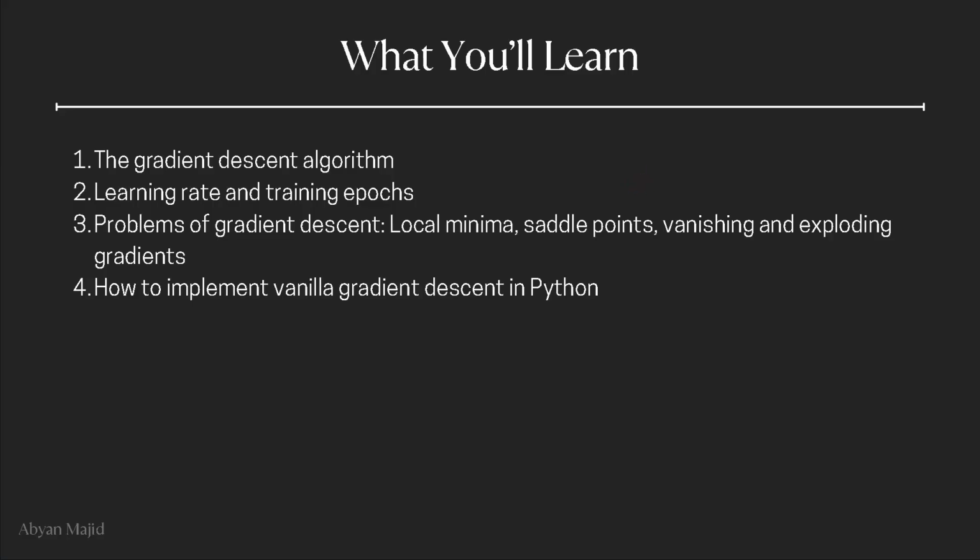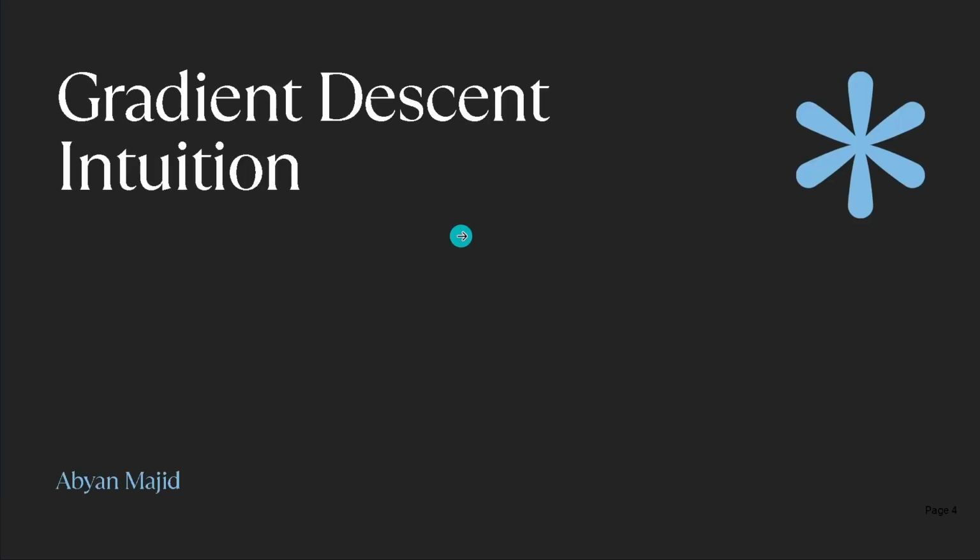We'll be covering two very important learning parameters, learning rate and training epochs. We'll be going over some problems of gradient descent and how to implement the algorithm in Python. Alright, I'd like to start by giving you a little bit of intuition.